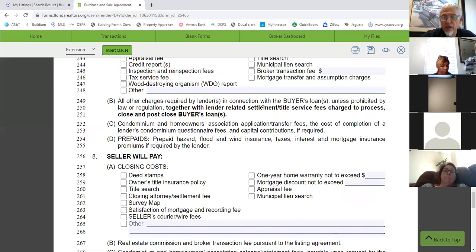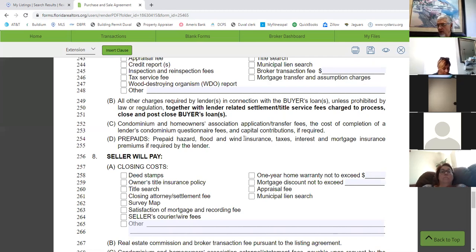All other charges required by the lender in connection with the buyer's loan unless prohibited by law or regulation, together with lender's related settlement service fees, charges of processing and closing and post-close on buyer's loans. So that means the buyer's going to pay all that. They're going to pay all the condominium homeowners association application transfer fees and the cost of completion. And they're going to pay any capital contributions. What is a capital contribution?